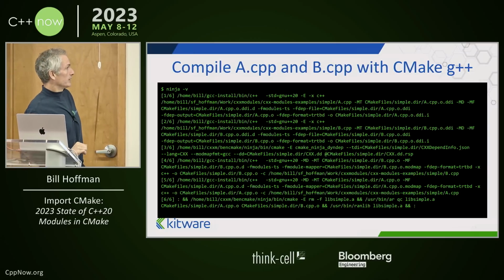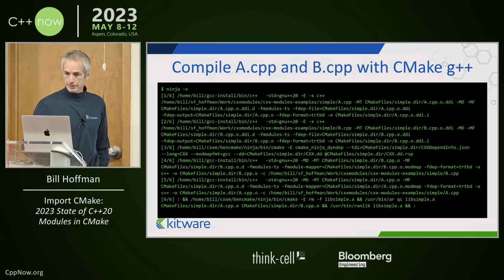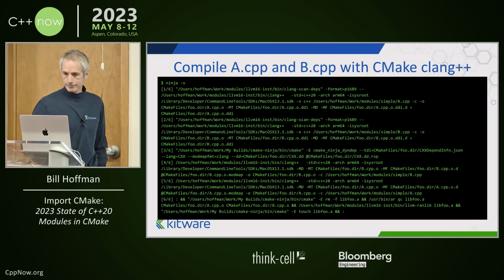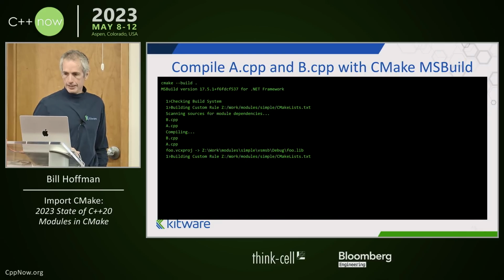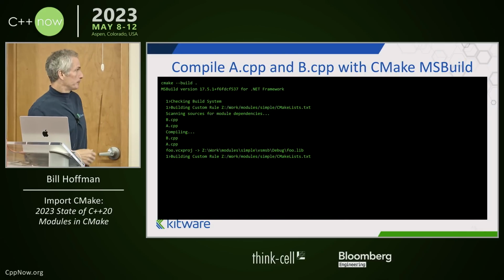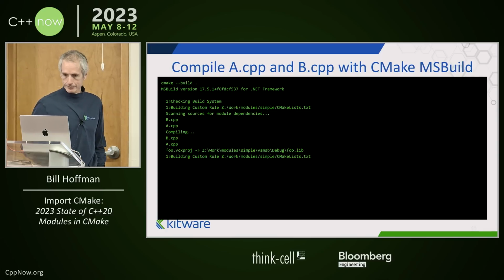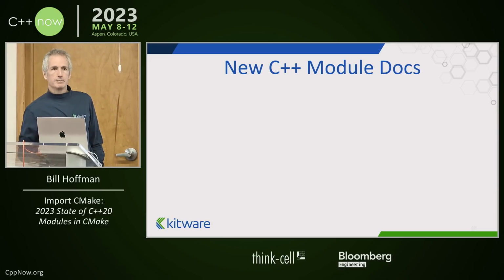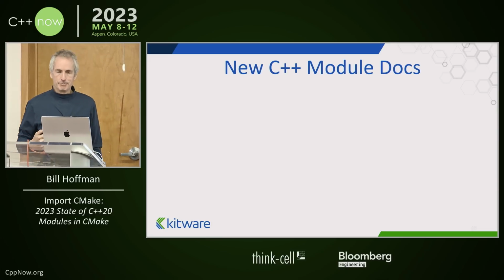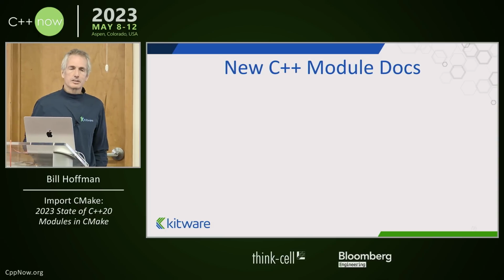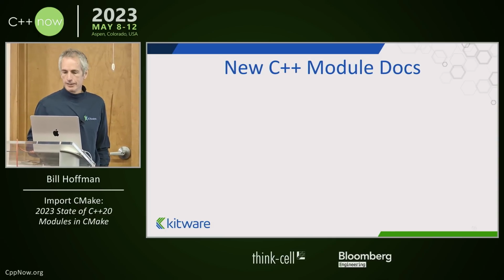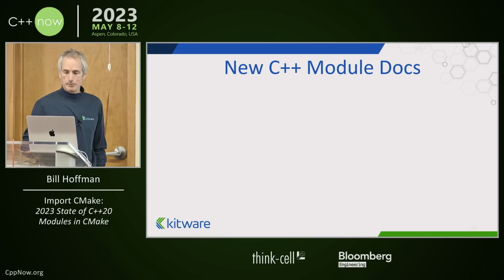And we can do the same thing with G++. And the same thing with Clang now. And with MSBuild, and they're doing the correct order as well. So I thought what would be useful to get across how this all works is to sort of walk through the new additions to the CMake documentation as relevant to C++ modules.